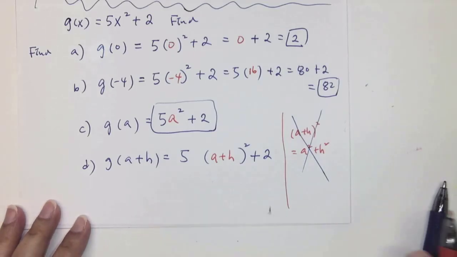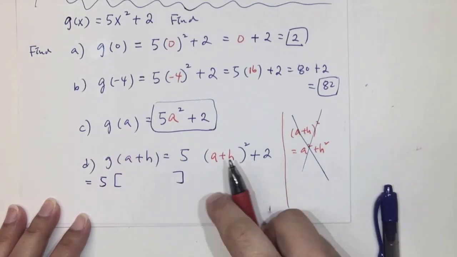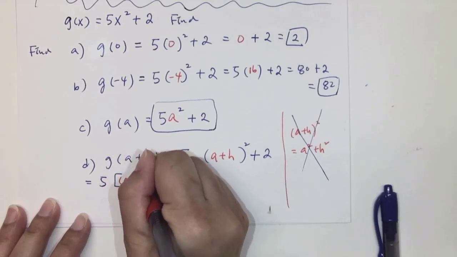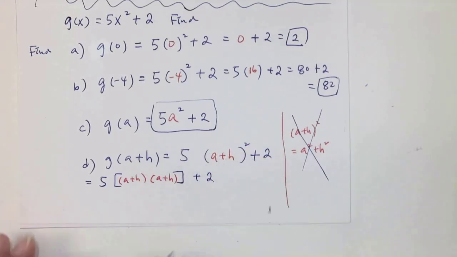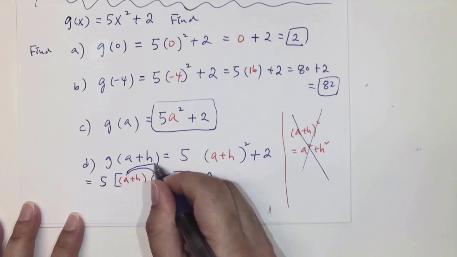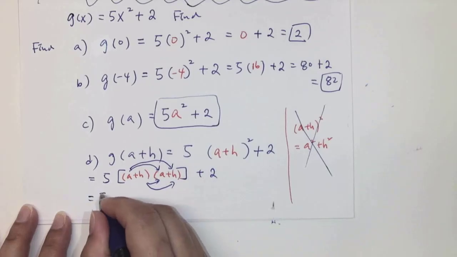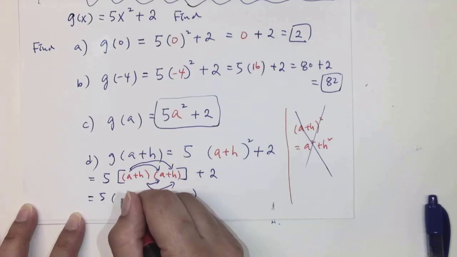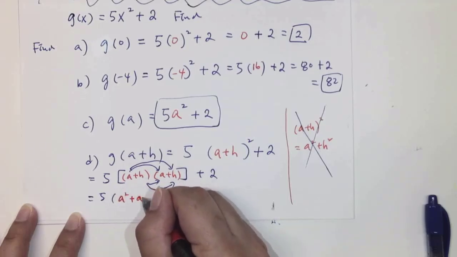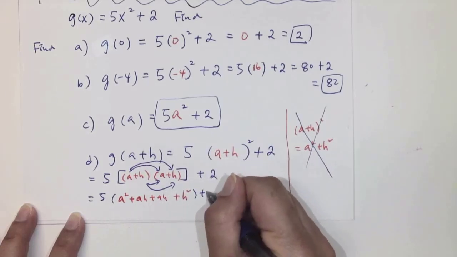You cannot distribute the square in there if that's add and subtract. So what you need to do is you have 5 outside, and then you multiply by itself, a plus h times a plus h, and then add 2. So you FOIL it out. A times a, a times h, h times a, like that. So we're going to have 5 times the inside. What do we get? Plus ah plus h squared plus 2.